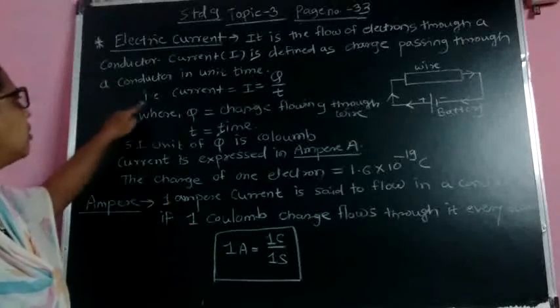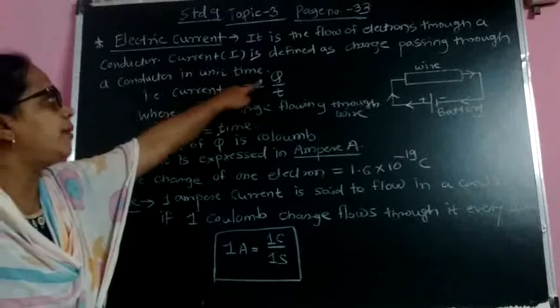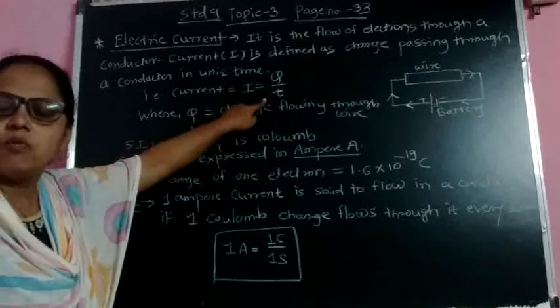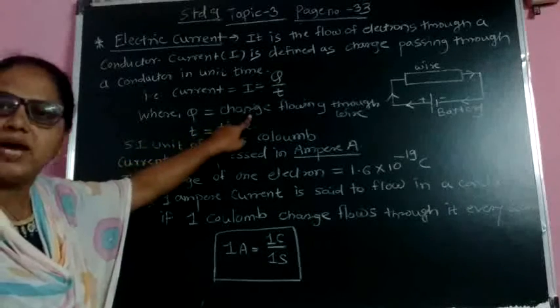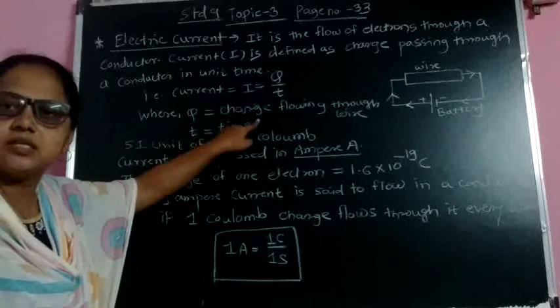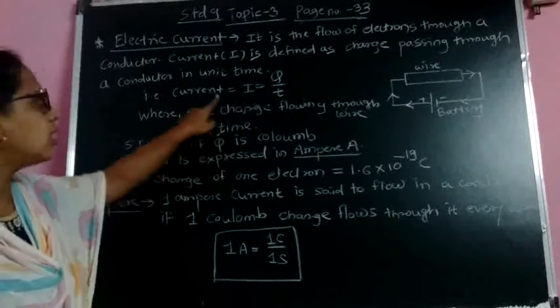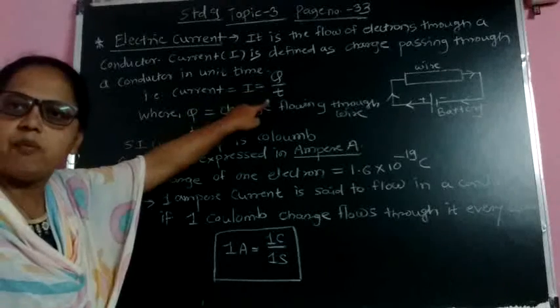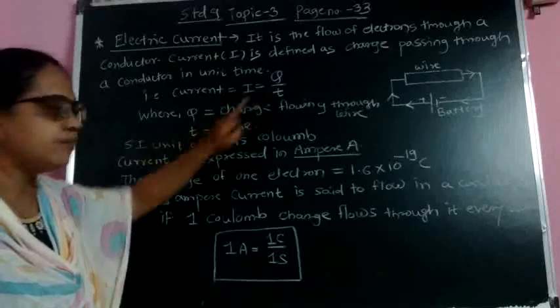Now you can see here, what is the equation of current? Current I is equal to capital Q upon T. What is meant by Q? Where Q is equal to charge flowing through a wire, and T is equal to time. So current is the ratio of charge upon time: I is equal to Q upon T.